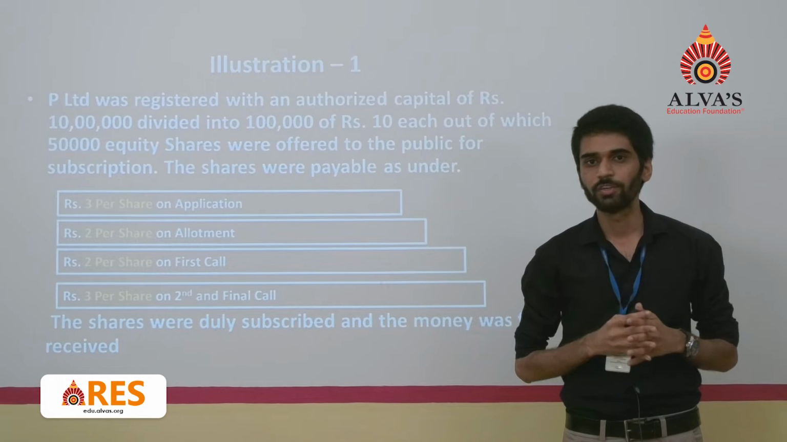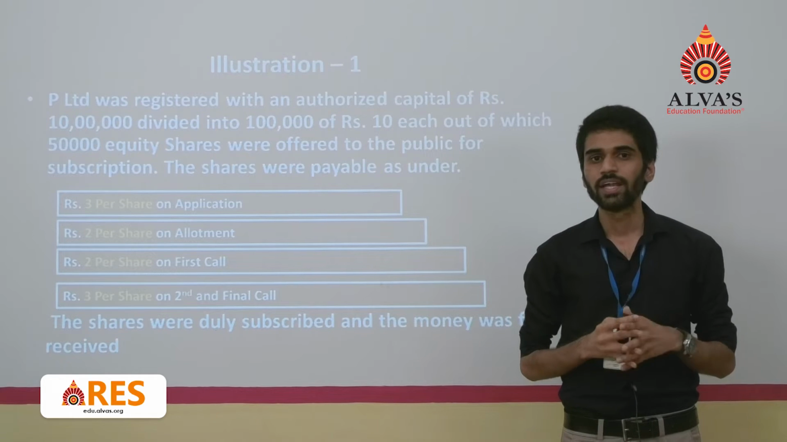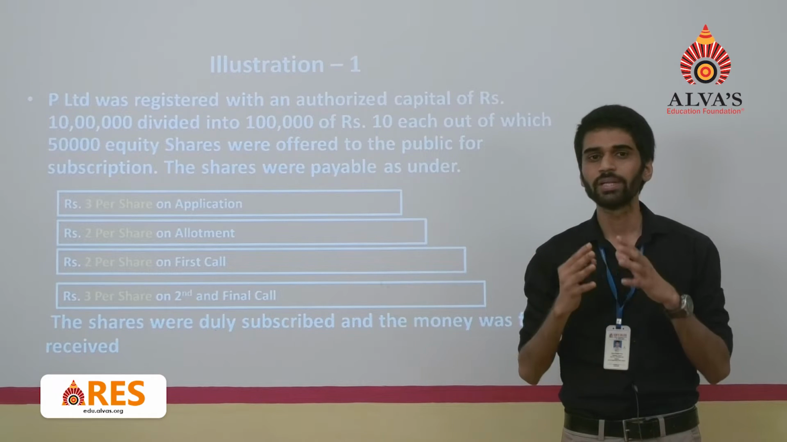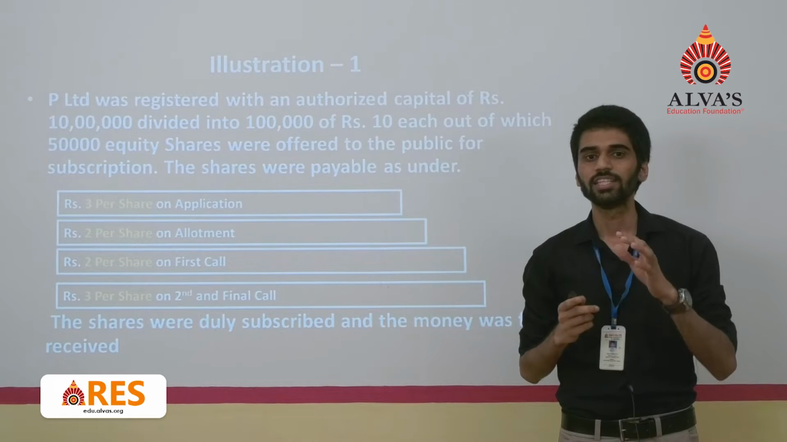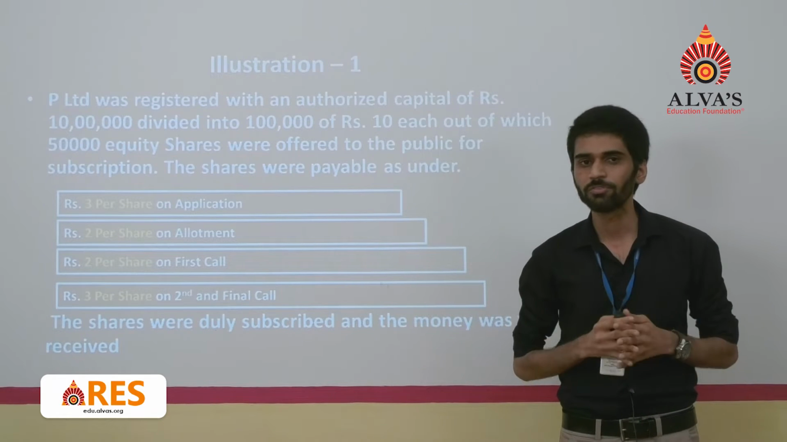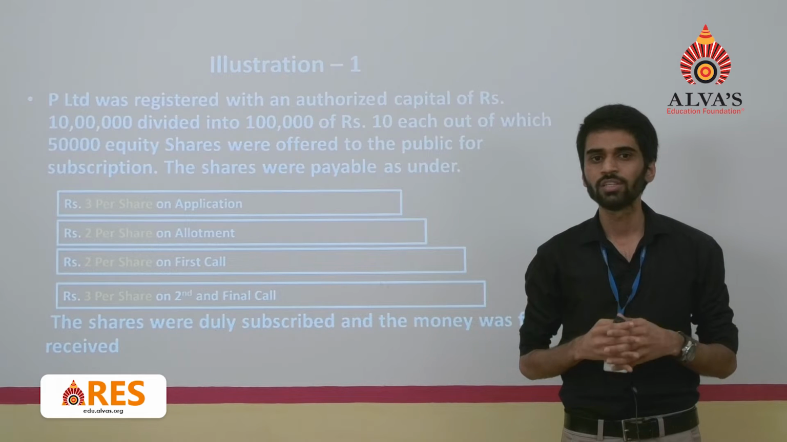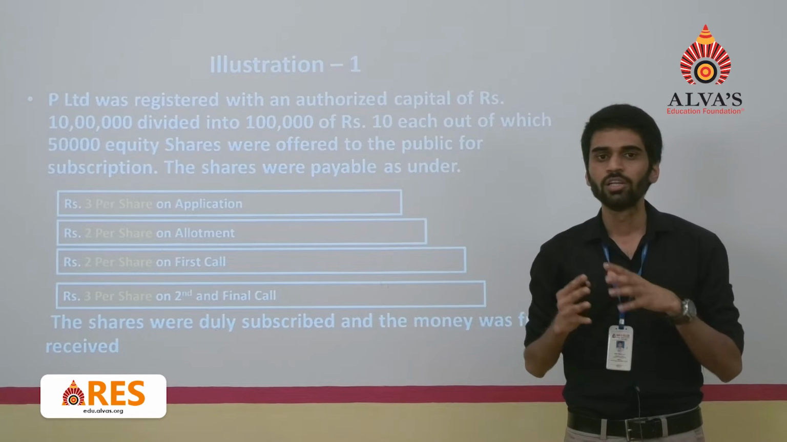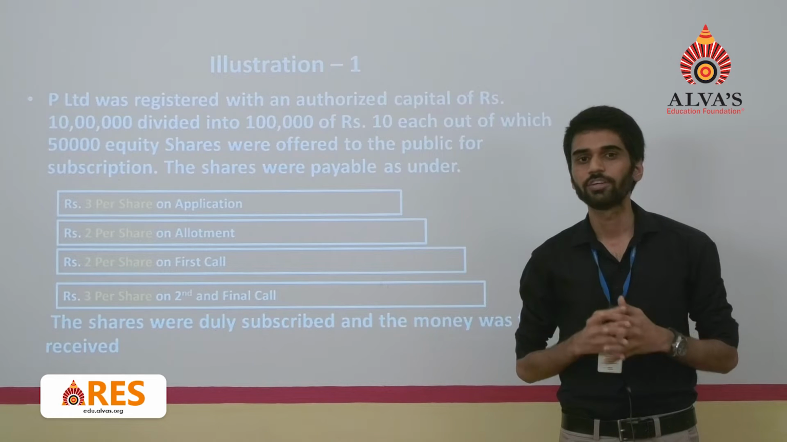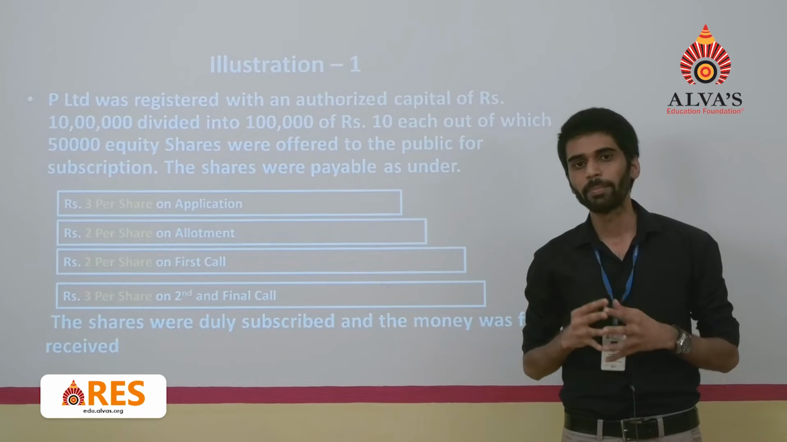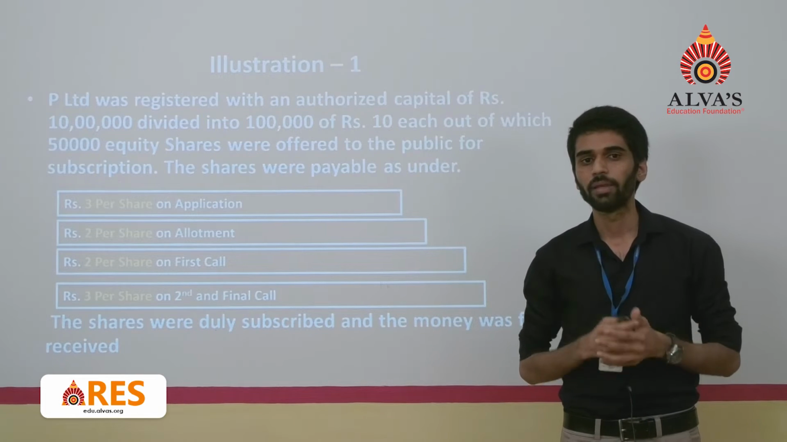So, the face value of equity shares is 10 rupees, and this 10 rupees will be collected in 4 stages by giving 4 installments. The installment for a subscriber of the share is 3 per share on application, 2 per share on allotment, 2 per share on first call, and 3 per share on second and final call.